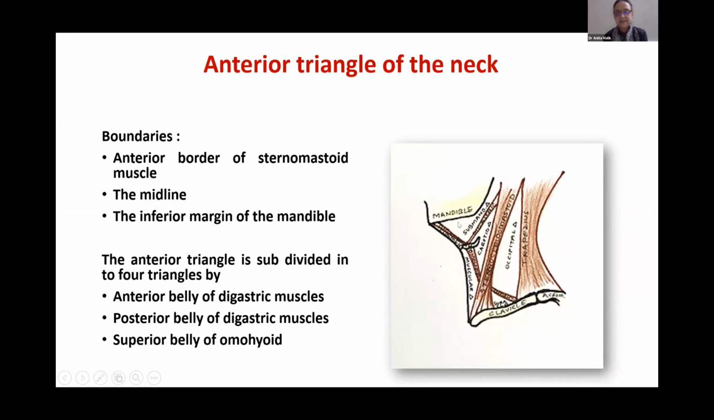Now, this triangle is further subdivided into four triangles by the anterior belly of digastric muscle, posterior belly of digastric muscle, and the superior belly of omohyoid muscles. So the four triangles are submental triangle, submandibular triangle, this is the carotid triangle, and the muscular triangle.